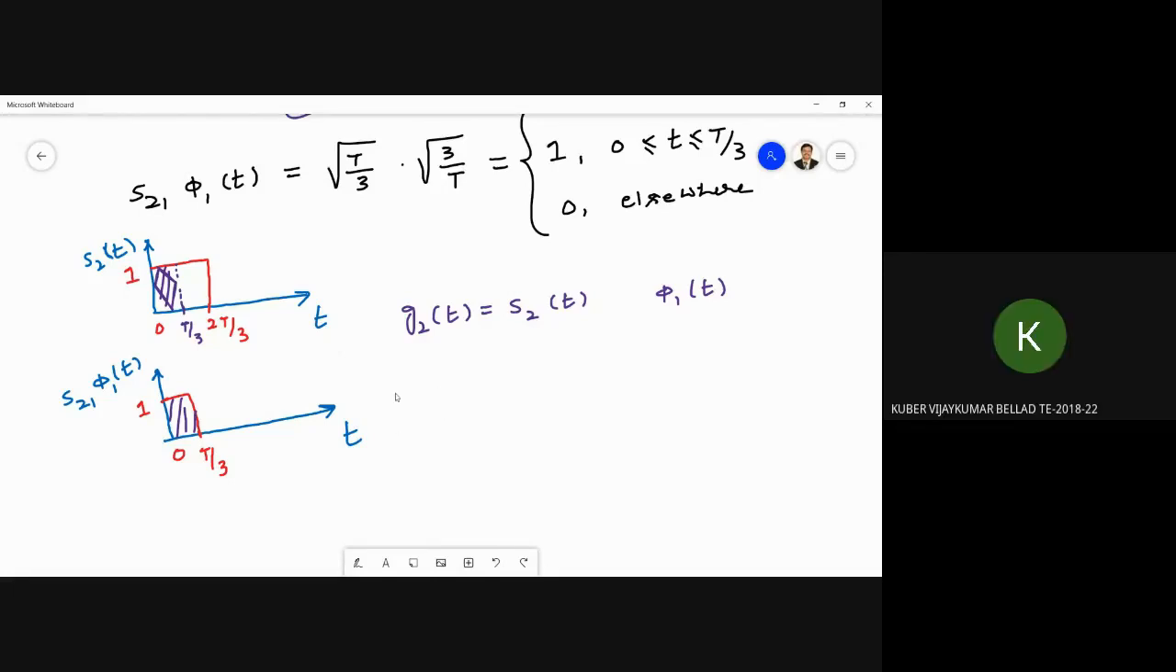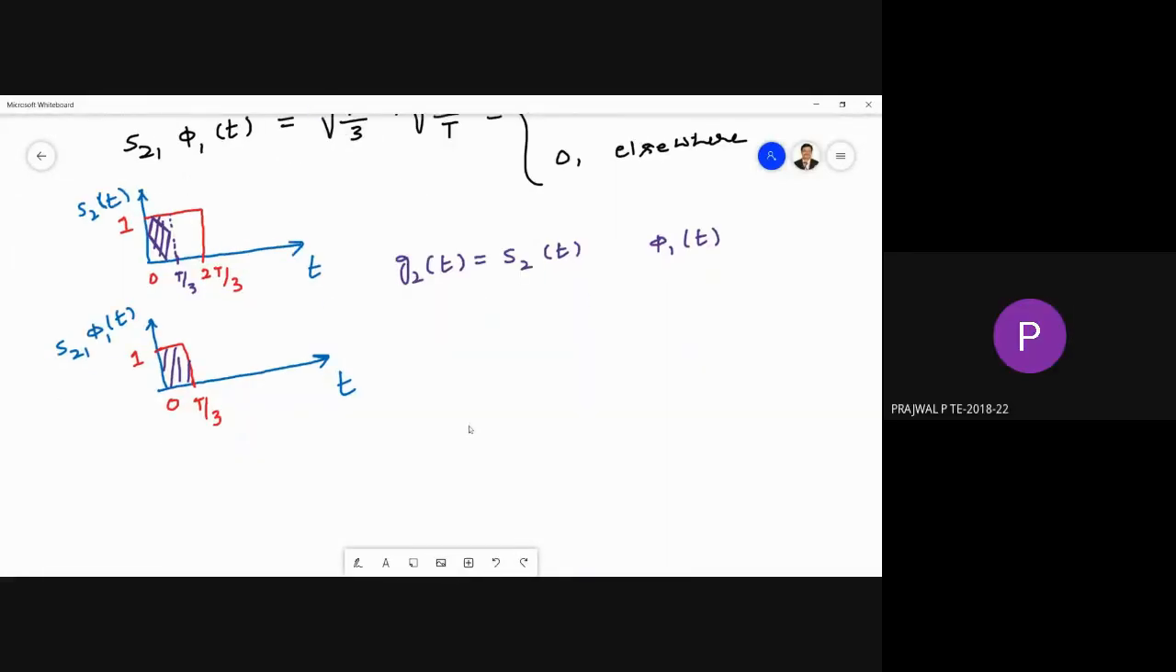Sir, is there a formula to find S2 of t, like how we found S1 of t? That one only I am doing now, for S2 of t. No, S2 of t is given. What did you want to find again? S2 of t is there, right? For finding G2 of t, means for finding pi 2 of t, I am doing this circus. S2 of t is given already, right?